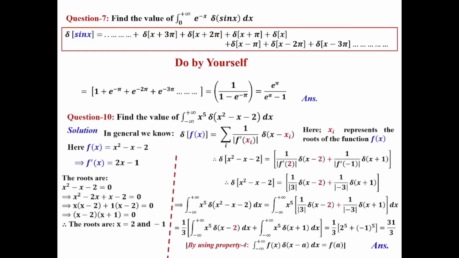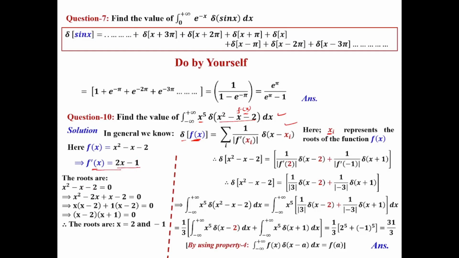Now we are going to go for another very simple question: the integral from minus infinity to plus infinity of x to the power 5 delta of x square minus x minus 2 dx. So here this is your f of x, right? By considering the general form of the eighth property, delta f of x is equal to this much, where xi represent the roots. Here we found f of x is this one, and f dash x will be 2x minus 1.